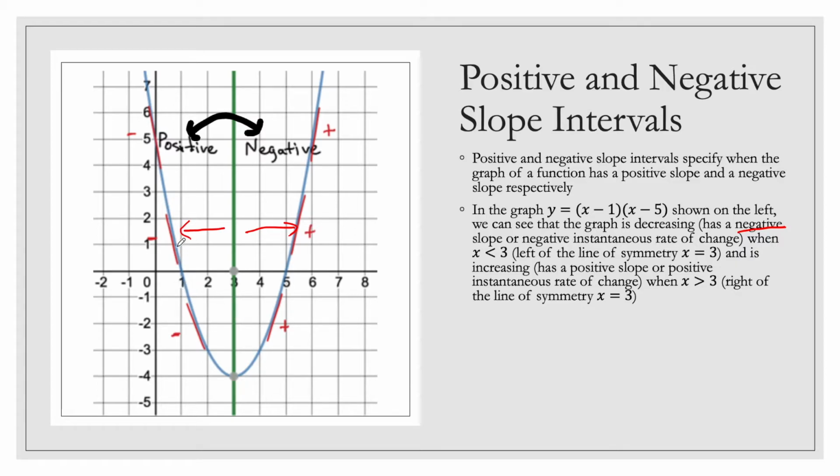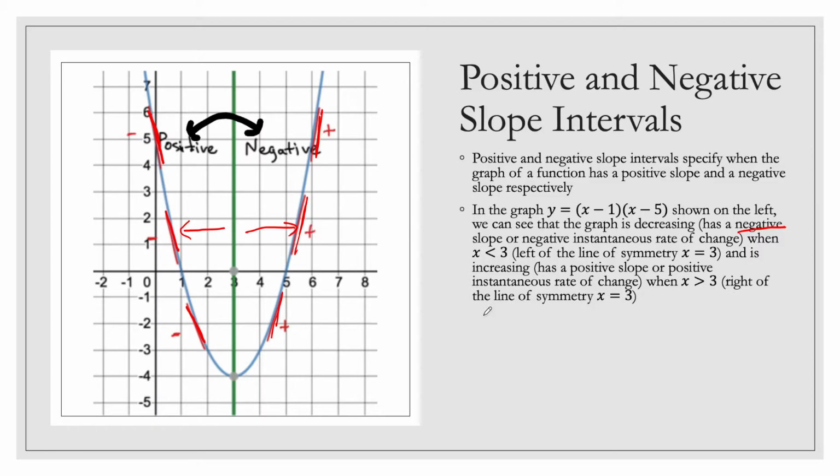So we can verify this just by looking at the tangents to the curve. So we can see here that the tangents are all going down to the right, which means that the slope is negative. And to the right of x is equal to 3, we can see that the tangent lines are all going up to the right, which means that the slope or the instantaneous rate of change is positive.